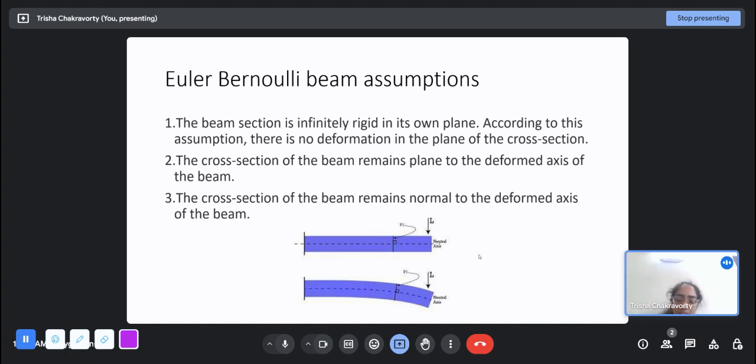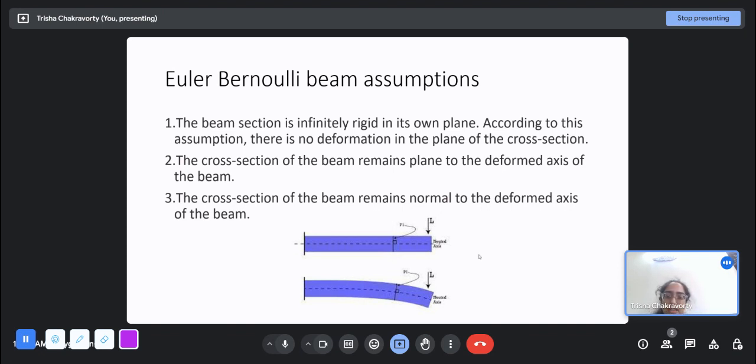These are the Euler-Bernoulli beam assumptions. Simplifying assumptions are what we assume to make our calculations straightforward. But the assumptions are also a limitation of a theory, because if they are not followed, the theory is not applicable. The Euler-Bernoulli beam assumption is one of the simplest beam theory assumptions. There are three main clauses.